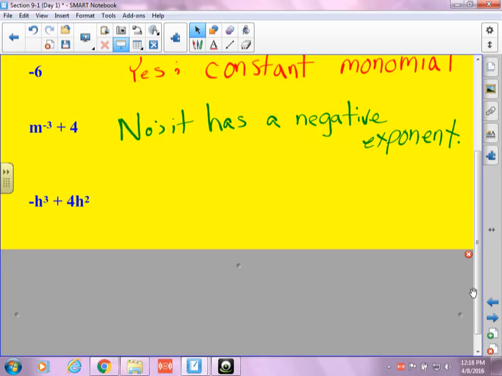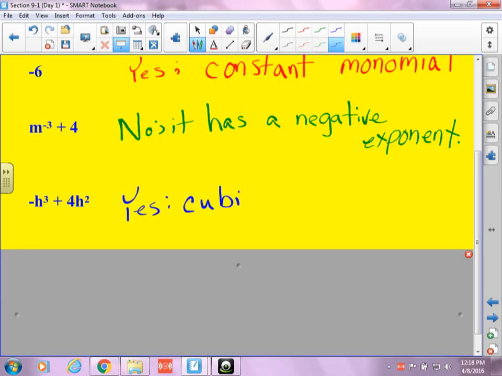All right, this next one, is it in standard form? Yes, it is. It's the exponent of 3, and it comes before 2. All right, what's the highest exponent? 3. So it's a cubic. How many terms? Two terms, so it's a binomial. Where kids get messed up is they don't get first name, last name.